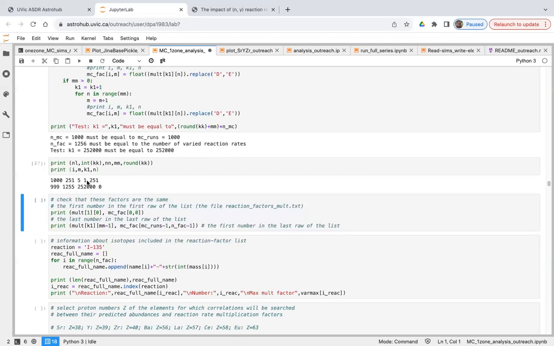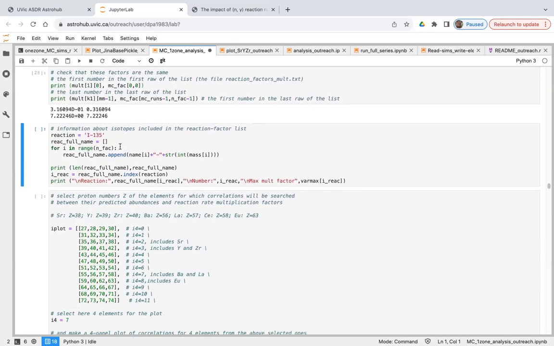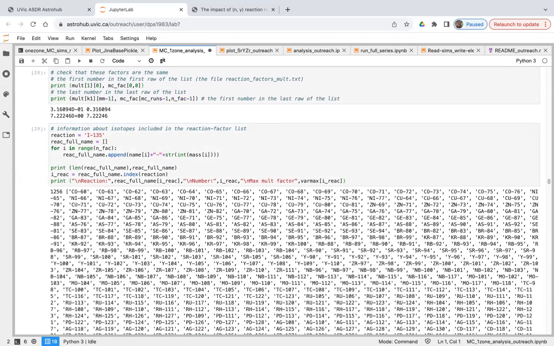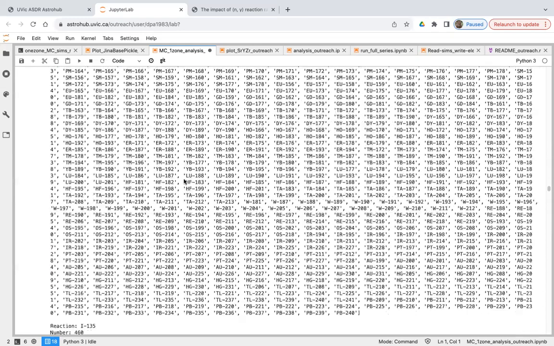So just check for consistencies. You can ignore it. And this is also a consistency check, just to be sure, check that these two numbers are the same. This is the same as this one, and this is the same as this one. Okay. Now, information about isotopes included in the reaction rate list. So this is, as you can see, 1256 unstable isotopes from the list that I showed you before.